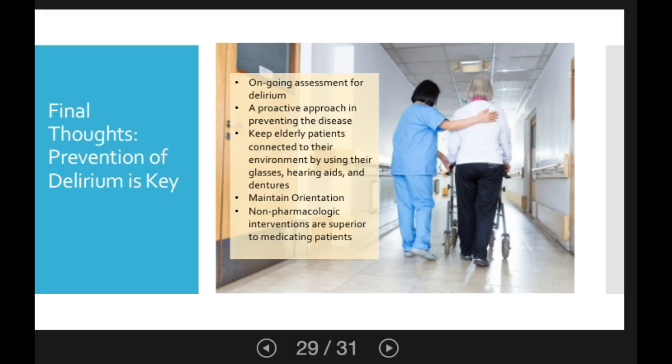We as nurses need to be proactive advocates for our elderly patients and need to understand their baseline cognition and continuously reassess for changes in their level of consciousness or mentation.